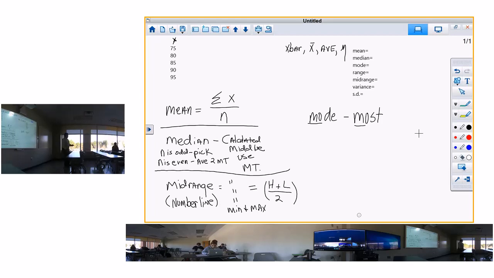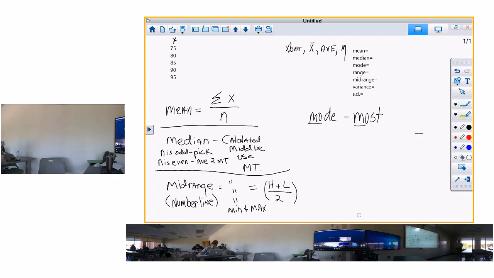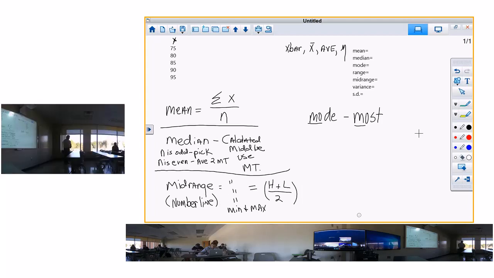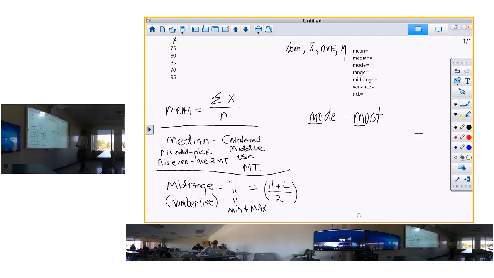Mode is just something that shows up a lot, and the only thing it tells you from a mathematical perspective is that it shows up the most. That's all it shows you. It really doesn't show anything, and I really don't care about it. The homework questions asked for it as well as the tests, so I need to put that in there. So it shows up the most.